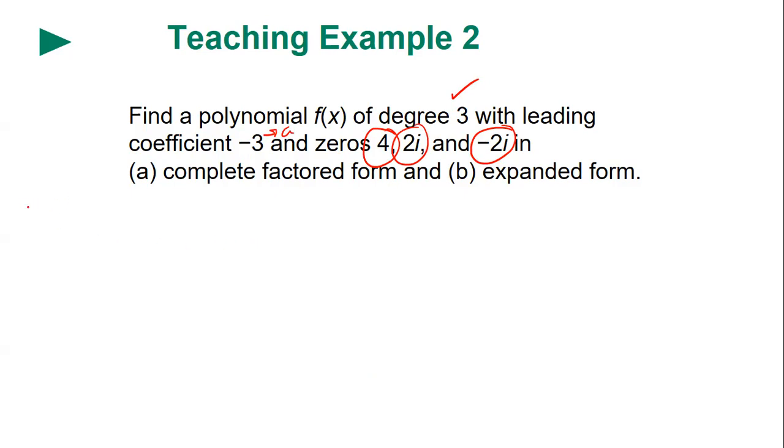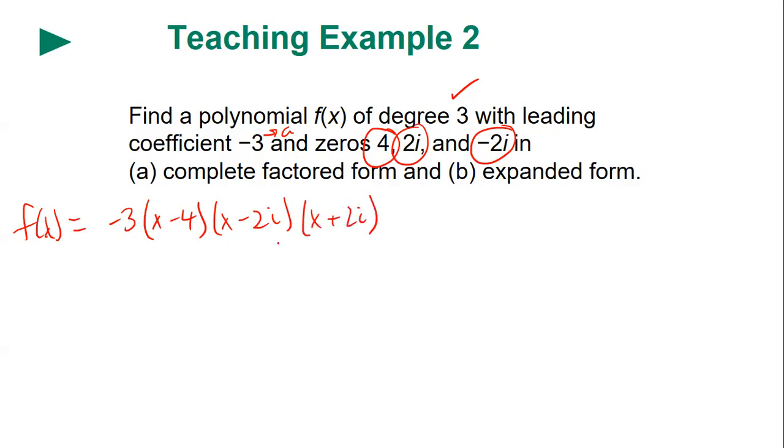So in factored form, we have f of x equals, what is our leading coefficient? -3. Our first zero is at +4. So what is its factor based on the factor theorem? x minus 4. Okay, this rule still applies to imaginaries. If my first imaginary is 2i, then its factor is x minus 2i. My second zero is -2i, so its factor is x plus 2i.